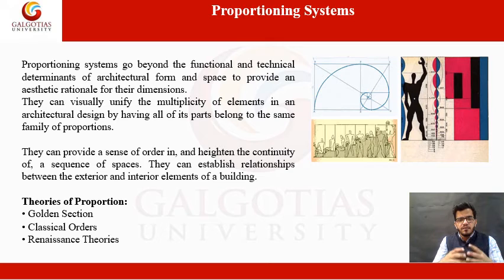We have different theories of proportion, for example, the golden section theory, the classical order theory, and the Renaissance theory. Classical order theory was used by the Greeks and Romans, who determined the proportions of the elements of design by comparing them with the diameter of their columns. In Renaissance theory, they focused more on mathematical theory, such as the Pythagorean theorem and other mathematical theories.